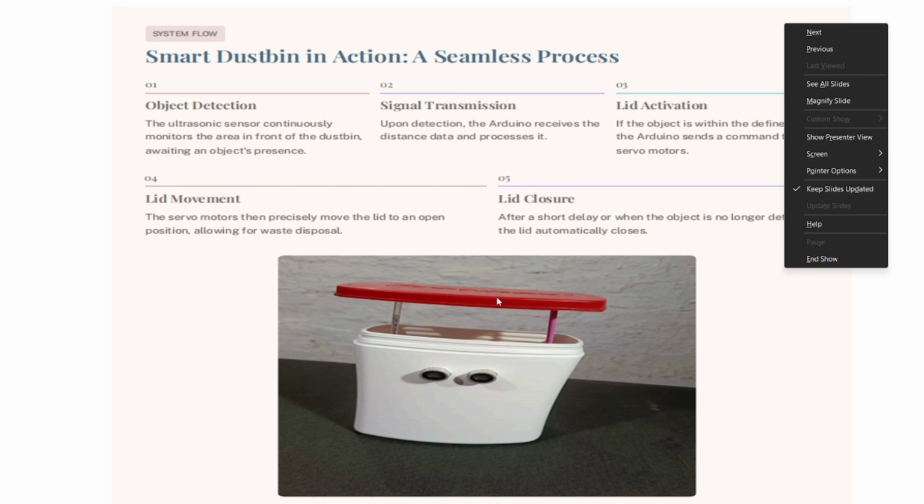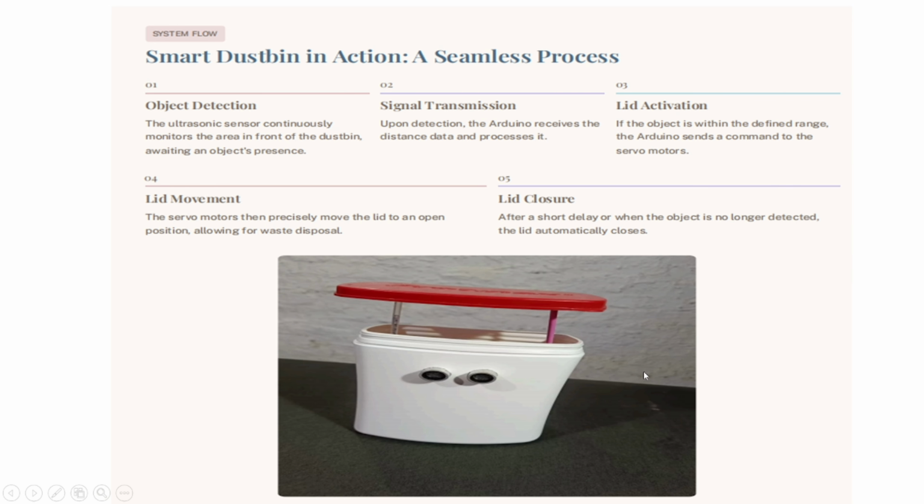This smart dustbin project was created by me.